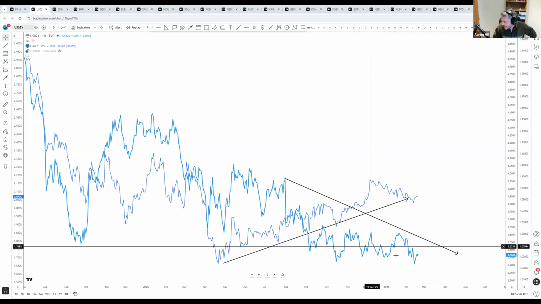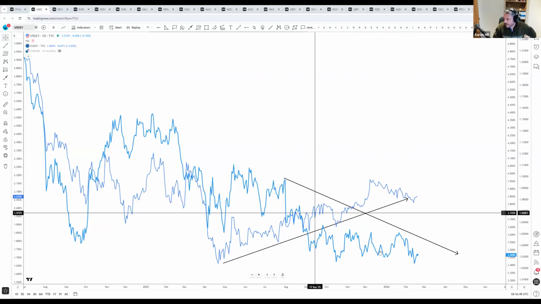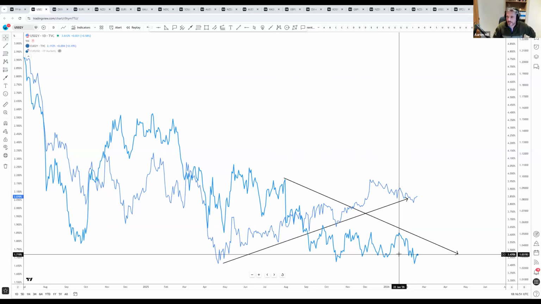So interest rate expectations, look, we have been ultimately trending higher. But if you look at the other line here, we have been trending lower. This is the Fed. This is the US 2-year yield. So we do have a divergence here.